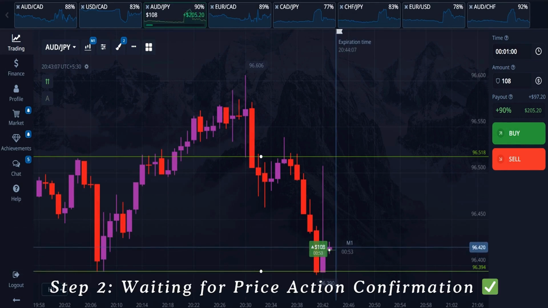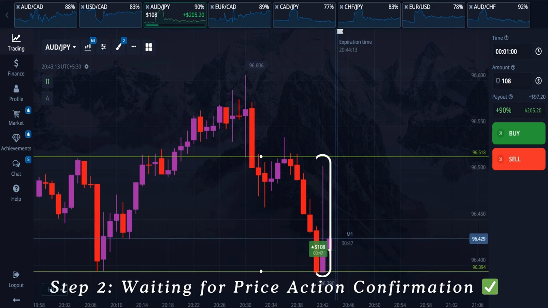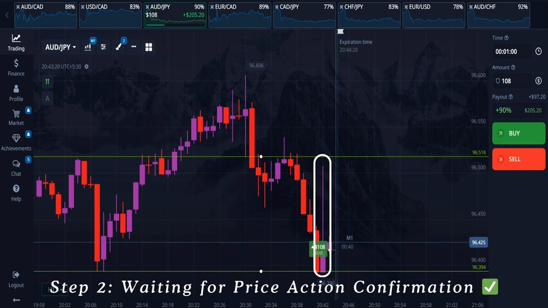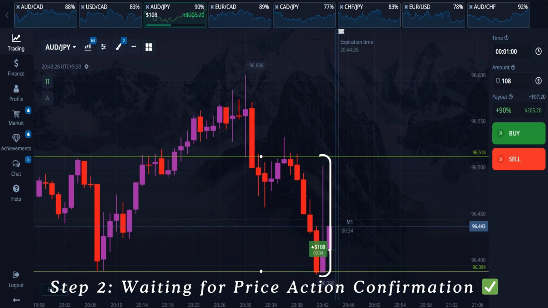Once you've found a strong level, wait for a clear price reaction. If it's support, wait for one or two bullish candles to appear. If it's resistance, wait for one or two bearish candles to form. As you can see on the chart, a strong bullish candle has formed at the support level. This is our confirmation to enter trades.